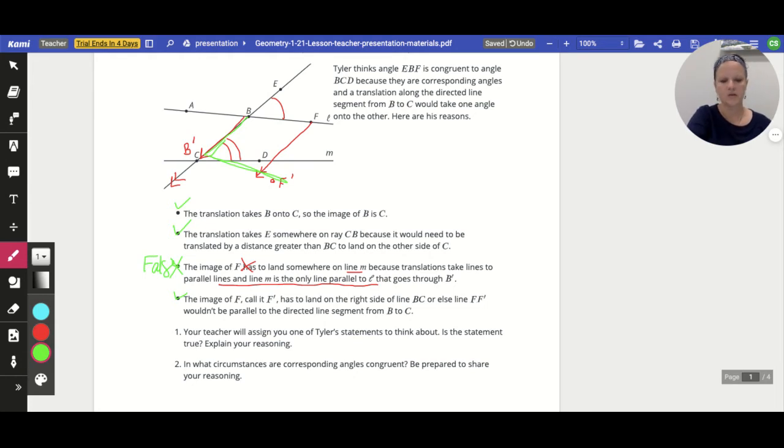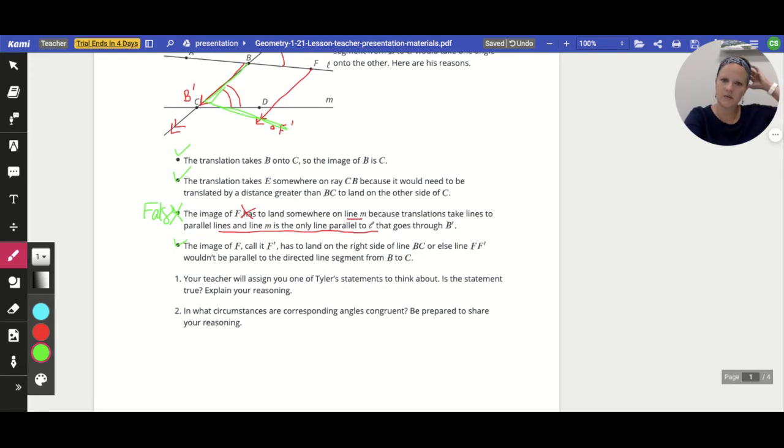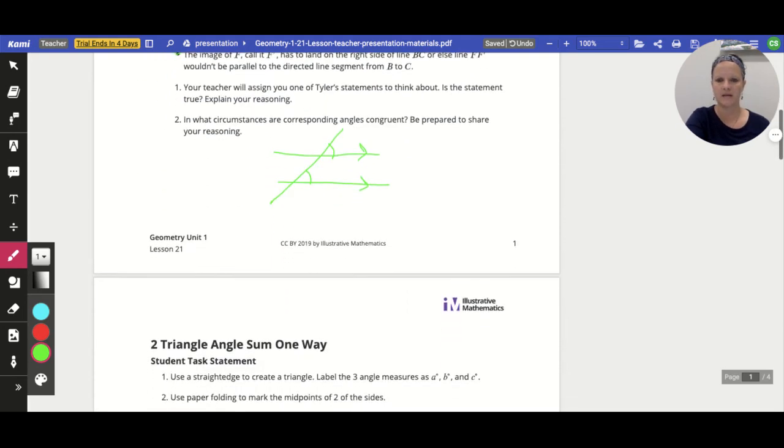Cool. And part 2, your teacher will assign you one of Tyler's statements to think about. Is the statement true? Explain your reasoning. In what circumstances are corresponding angles congruent? Be prepared to share your reasoning. When you have a pair of parallel lines and a transversal, corresponding angles are congruent, okay? The only time it's true. We went over that in the last lesson.